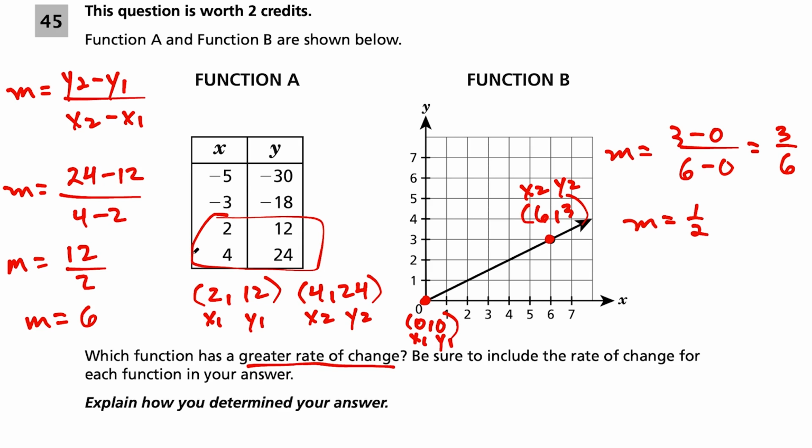So which function has the greater rate of change? Well, function A has the greater rate of change because the slope 6 beats the slope 1/2.